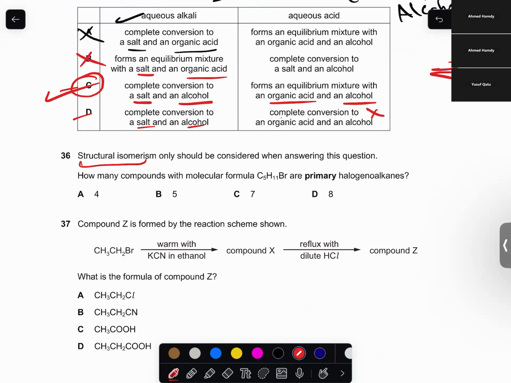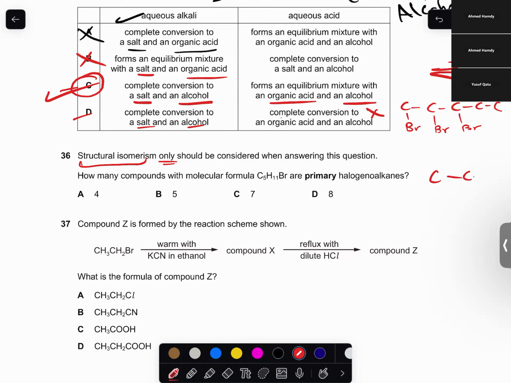Structural isomerism should be considered when answering this question. How many compounds with the molecular formula C5H11Br are primary halogenoalkanes? C5 means 1, 2, 3, 4, 5 carbons. We can put Br here, it will be 1. We can put Br here, it will be 2. We can put Br here, it will be 3. So till now we have 3.